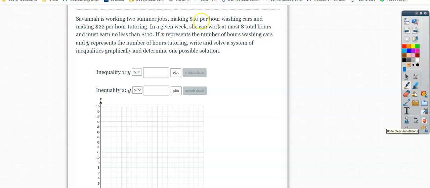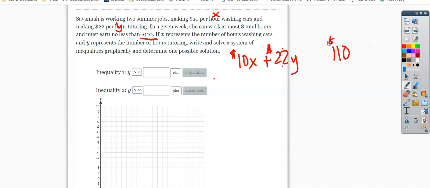All right, let's back up. X is cars, Y is tutoring. So it's $10 per hour washing car, plus $22 per hour tutoring. And we know that these are money numbers, right? And a reminder that the solution on the other side of either the equal sign or the inequality also has to be a money number. So it says she can earn no less than 110. So she can equal 110, or she can be more, but she can't be less. So there's our first inequality.